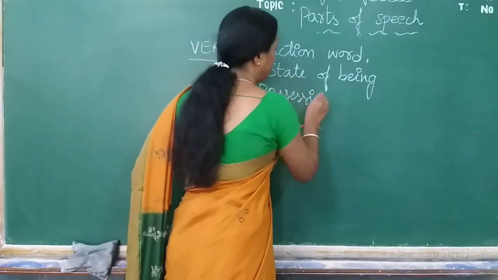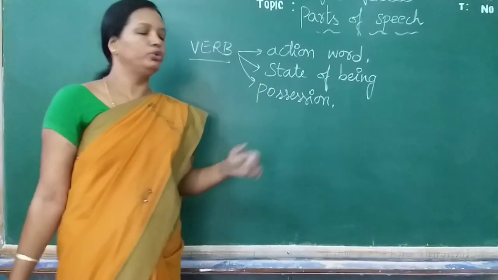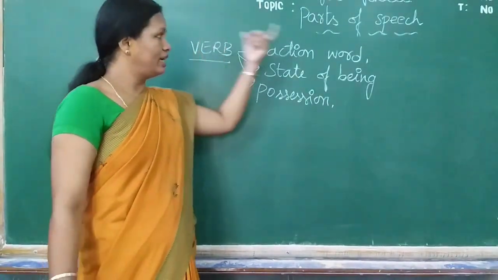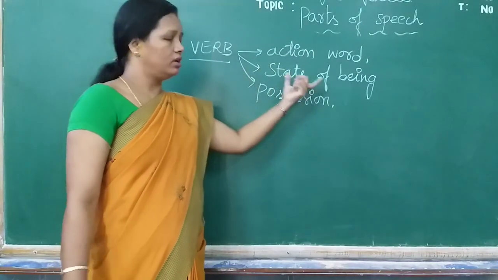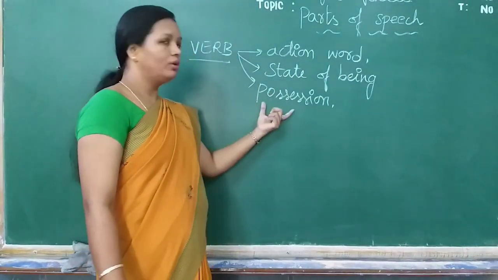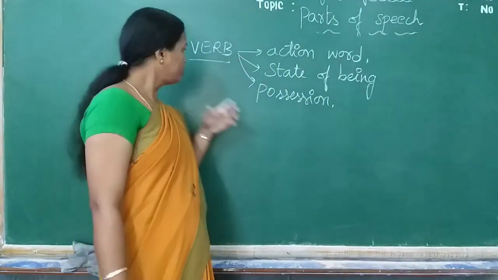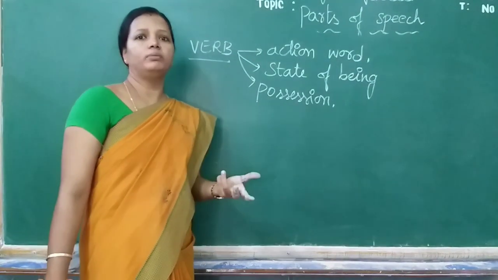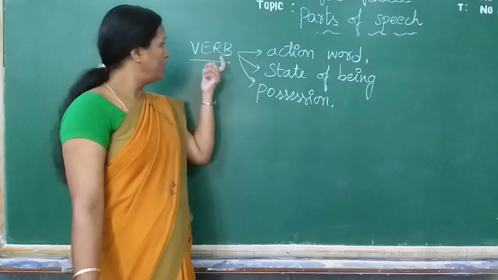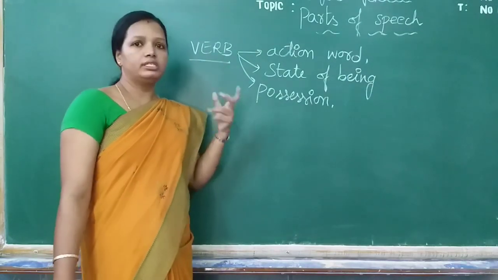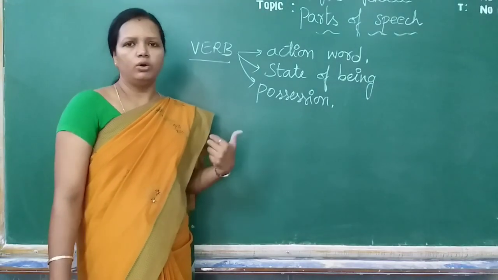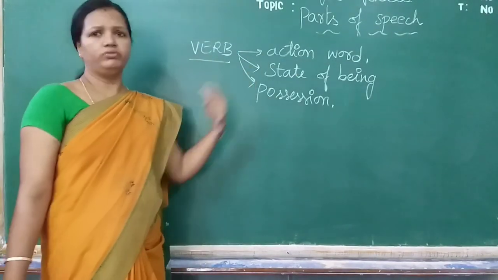I'll give an example to make it clear for you. First remember these words. Verb denotes an action word. Verb is a state of being, and verb is a possession. Here, say for example, I tell you, I'm teaching. Teaching is an action word, a verb. Standing, eating, drinking, sitting, singing. All these are action words.